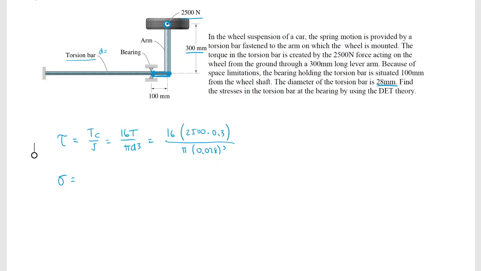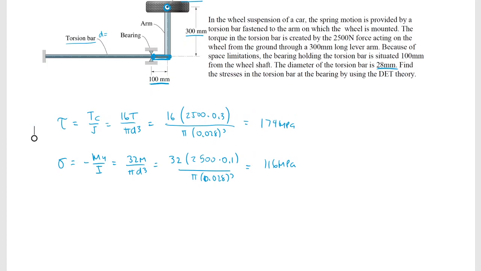Sigma is minus My over I, which we know is 32M over pi d cubed. It's going to be a bending, okay, which is this distance times that force. It's going to try to bend the bar, the torsion bar, and like I just said, that's just 2500 times 0.1 over pi and the same diameter. Okay, this is 174, this is 116. What do I do with those? I get my principal stresses.